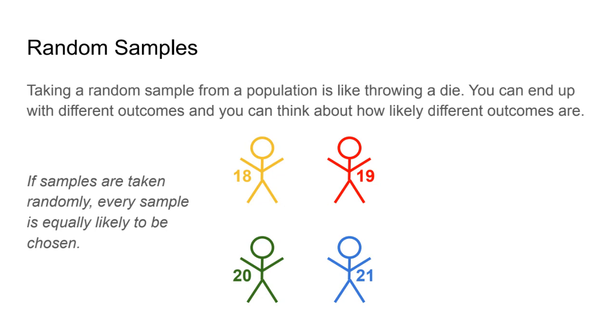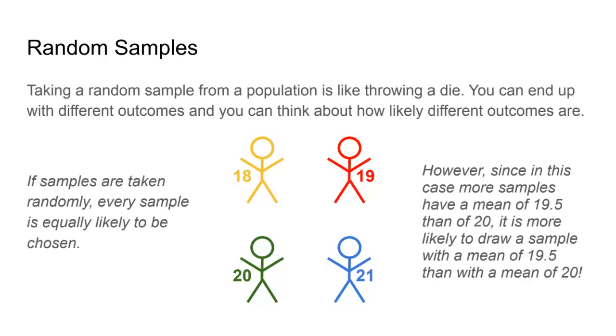However, the sample properties might be a little bit different in that respect. For example, in the particular case we are looking at, there's more samples that have a sample mean of 19.5 than there are samples with a sample mean of 20. And that means even though it's equally likely to select each individual sample, it's more likely to select a sample with a sample mean of 19.5. And this is something that's important to keep in mind and will be important later.